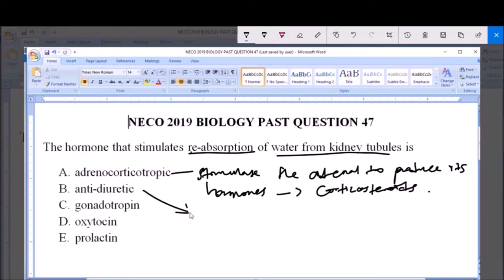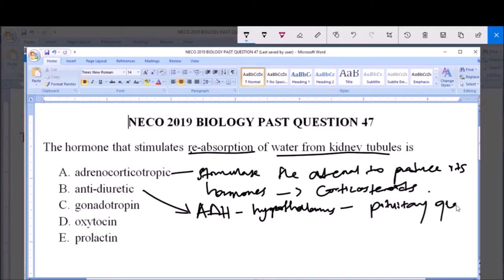Now option B says antidiuretic hormone, also known as ADH. It's actually produced by the hypothalamus, but then the hormone is stored in the pituitary gland, that is the posterior part of the pituitary gland. And this hormone is responsible for the reabsorption of water from kidney tubules. From the name antidiuretic, you will know that that is the function of this hormone: reabsorption of water from kidney tubules.